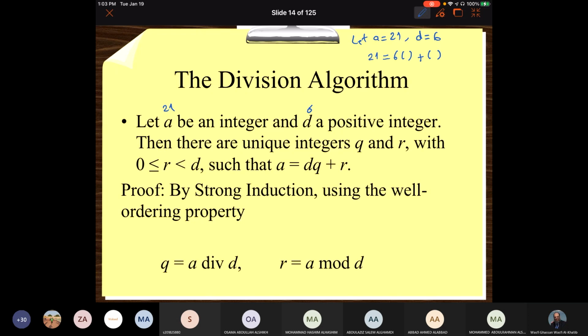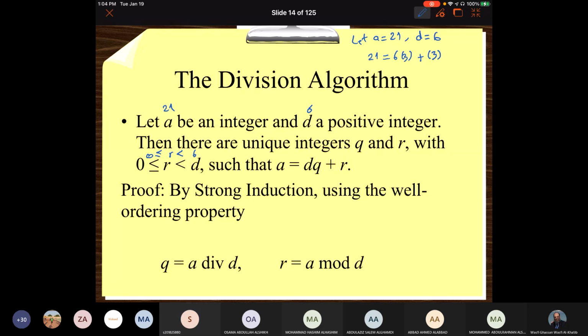And R is such that it is strictly less than 6. So R is strictly less than 6, greater than or equal to 0. Now, can anybody tell me what is the value of Q and R in this case? 3 and 3. Let's check. So let's put 3 here and 3 here. Right. So is it true that 6 multiplied by 3 plus 3 is equal to 21, and this second 3 is such that it is greater than or equal to 0, less than 6?